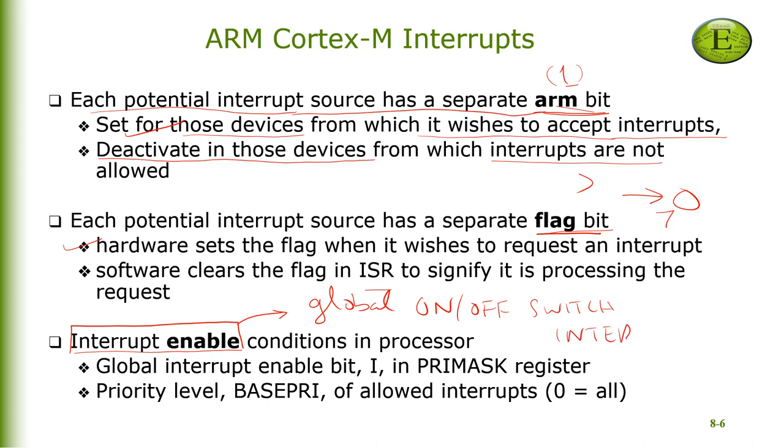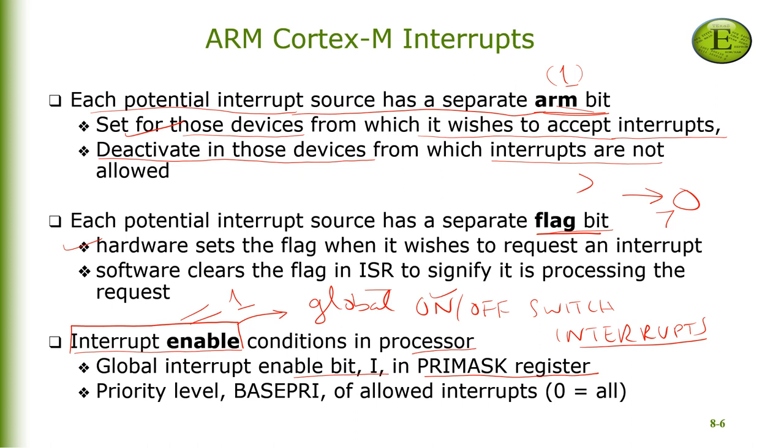So if the microprocessor is in no mood to accept interrupts, or we don't want our microprocessor to accept any of the interrupts, then we can simply put this bit equal to 0. That is, we are going to disable the interrupts. And if this bit is set equal to 1, then we are asking the microprocessor to accept the interrupt if there is any device seeking service through an interrupt. This interrupt enable bit, also referred to as the capital I bit, is in the PRIMASK register.